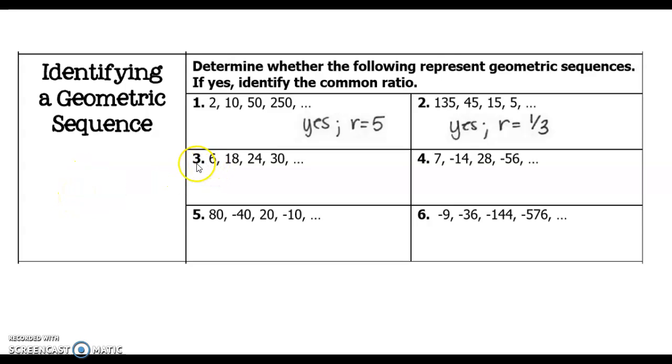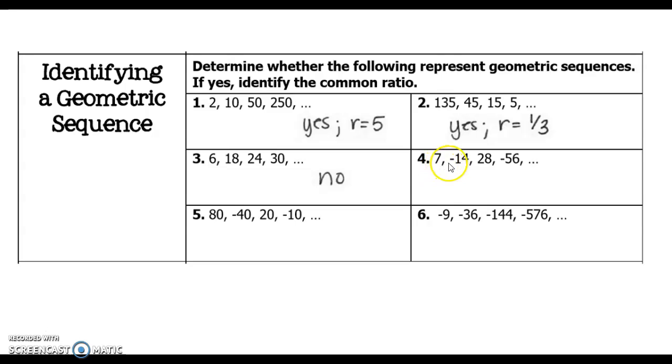How about number 3? So number 3 is 6 times 3 is 18. That looks pretty good. But is 18 times 3 24? It is not, so this is not a geometric sequence. Let's move on to number 4.